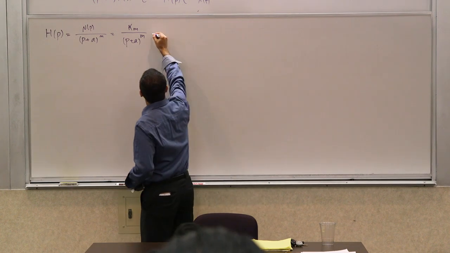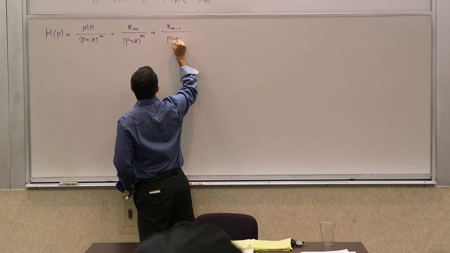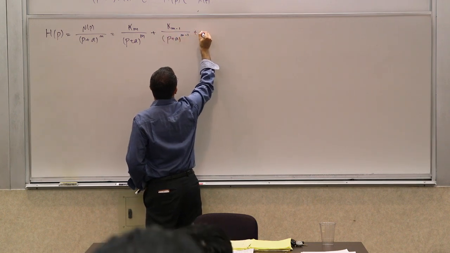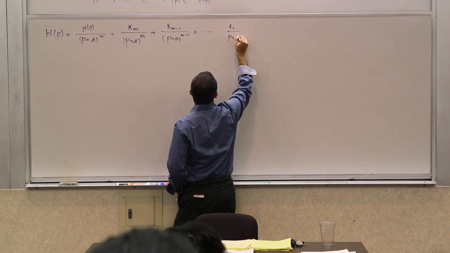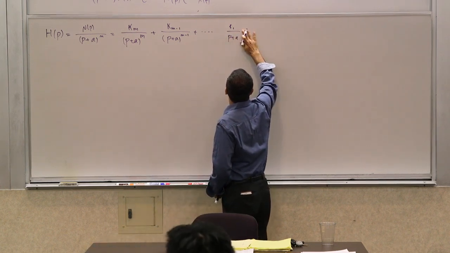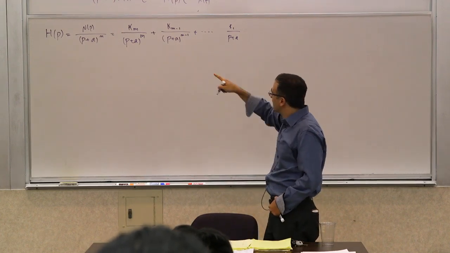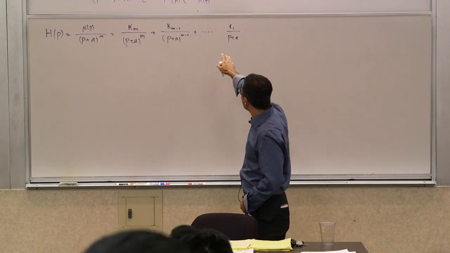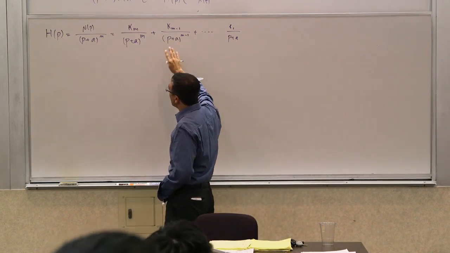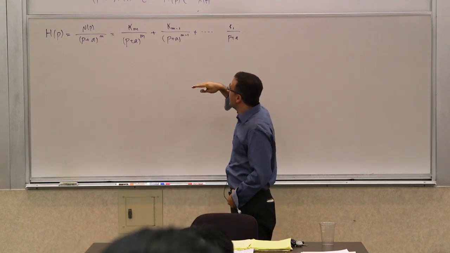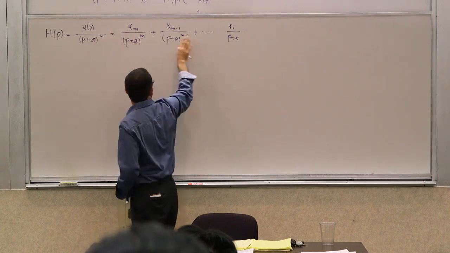In general, this should be plus K m minus 1 over P plus A to the m minus 1, all the way to K1 over P plus A, plus some function. Now, if it was in that form, then that would end essentially here. If it weren't in that form, in the more general case, if n of p is a proper fraction, then it will end there.